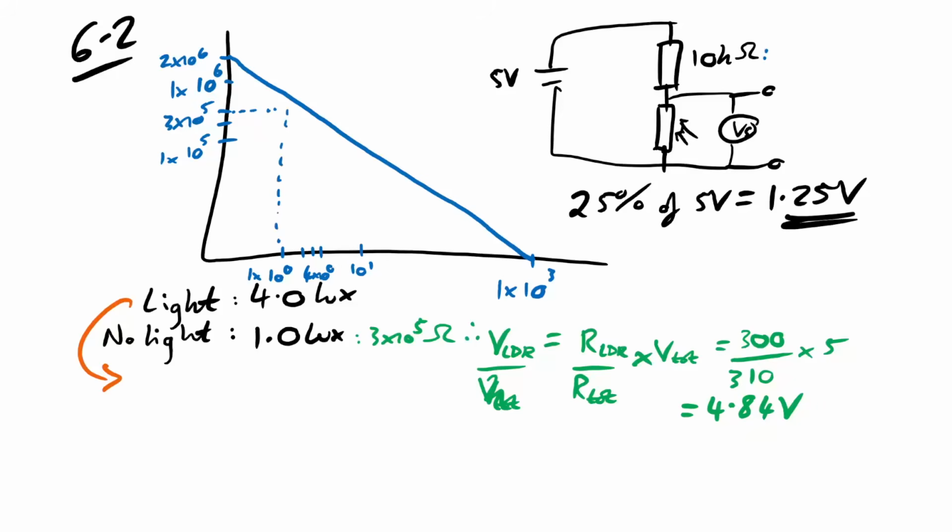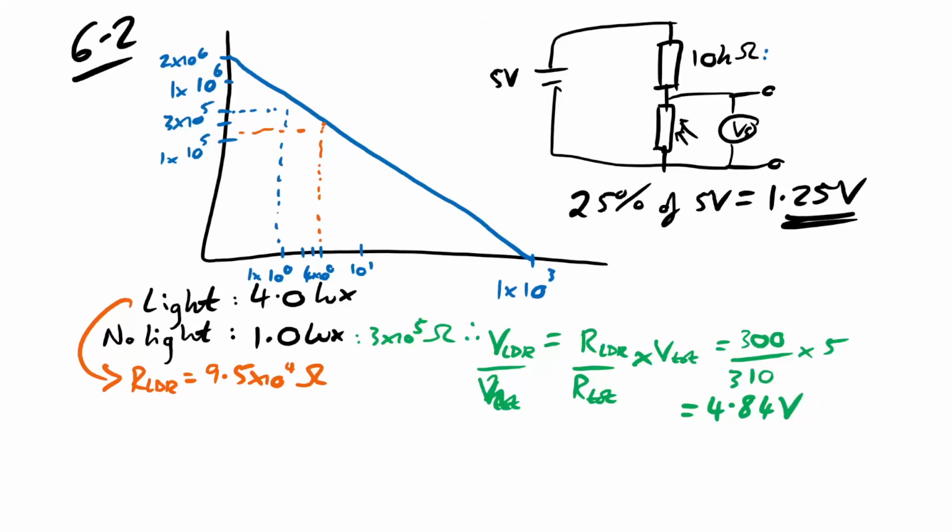Okay, so we got the voltage when there's no light, but what about when there is light? Well, 4 lux, we have to go from here up to here. What does that end up being? Gosh, I don't know. Let's go from 4. It looks like it's bang on between 9 times 10 to the 4 and then 10 to the 5. So I'm going to say resistance of the LDR is 9.5 times 10 to the 4 ohms. Mark scheme says anything from 9.2 to 10 times 10 to the 4.